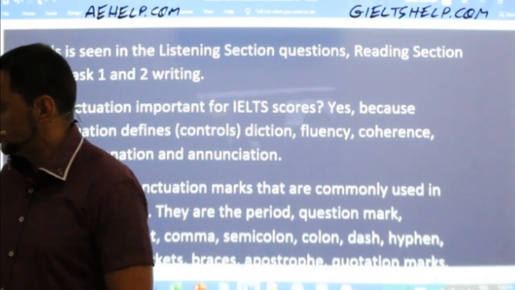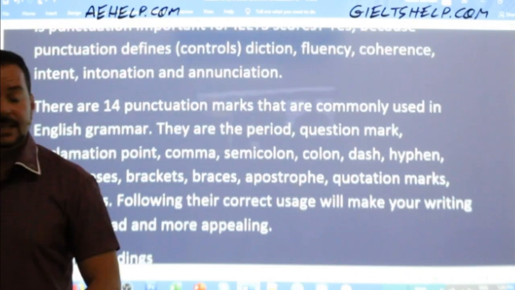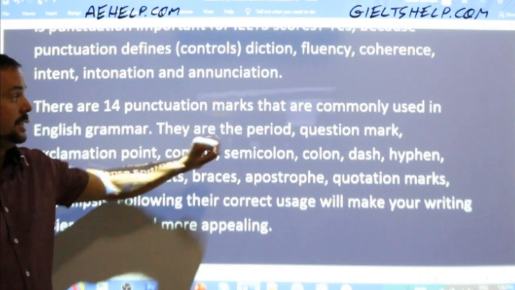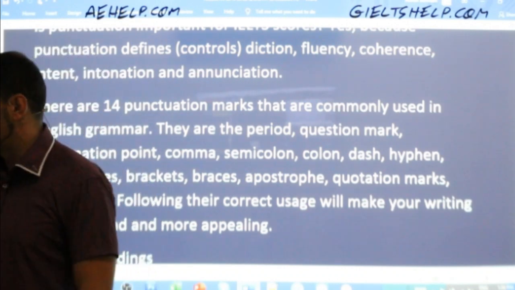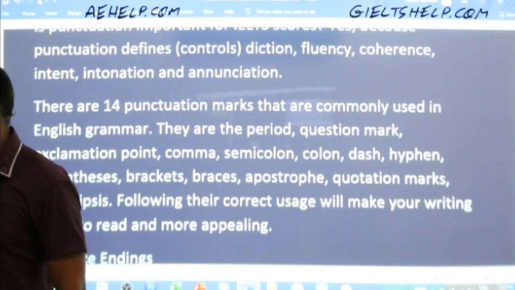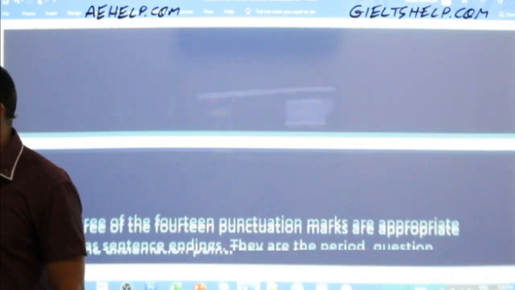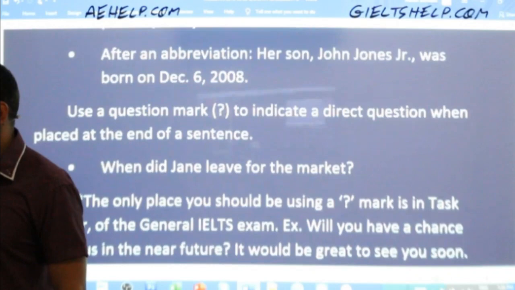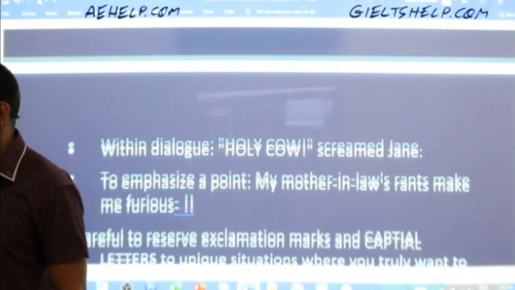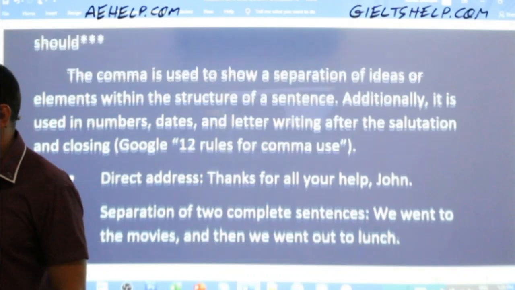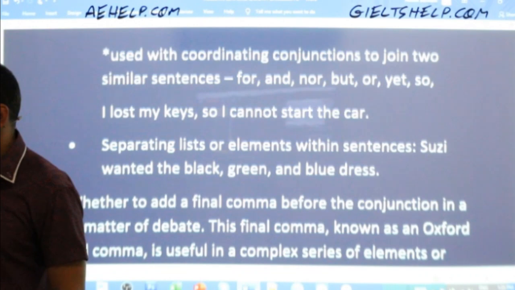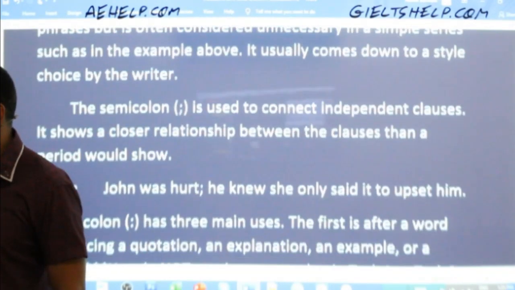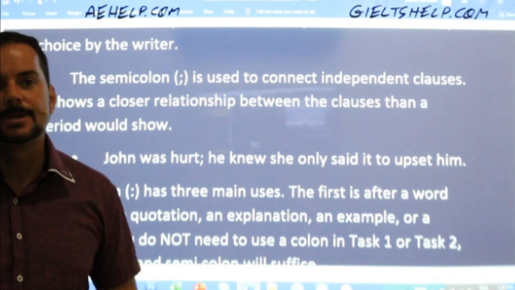Okay, so again, remember there are 14 different punctuation marks that are commonly used in the English language. Make sure to know how to use them. It is very important. If you don't use them correctly in your task 1 and 2 essays, you will lose marks. So today, I want to talk about the semicolon and the colon to start, and we'll see how far we go with those. Okay, so here we go.